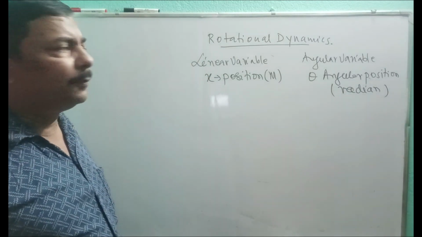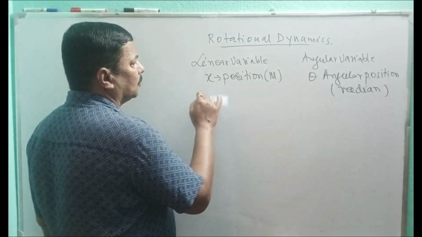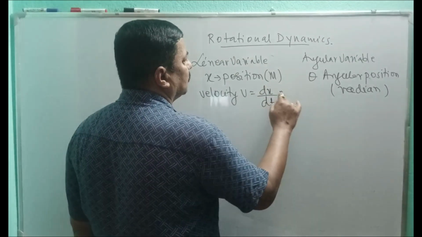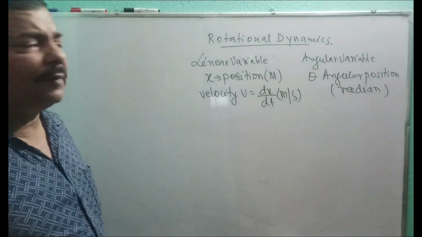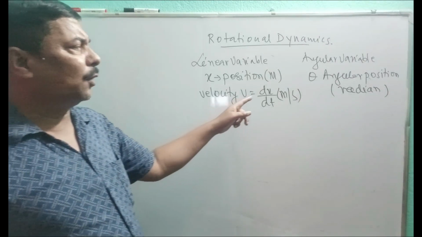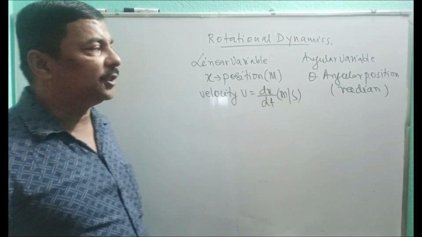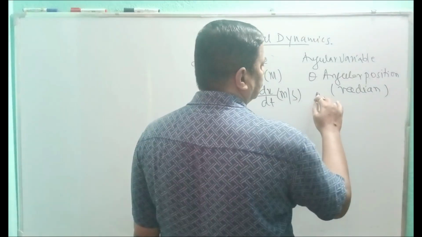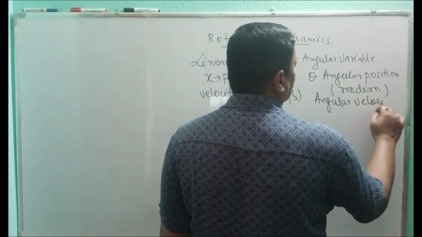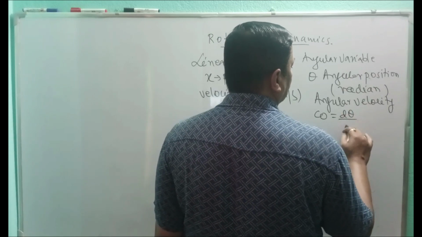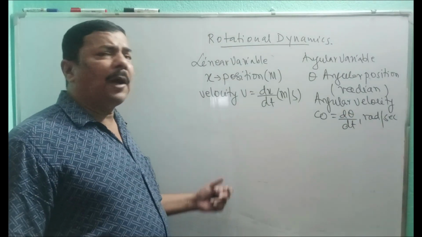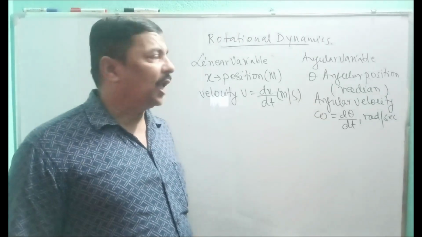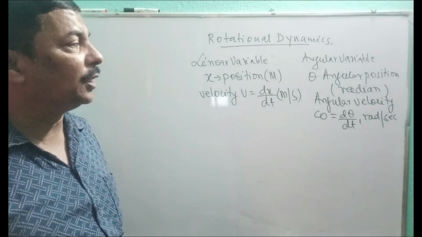If we talk about the second variable, velocity is v, that is the rate of change of displacement, position, with respect to time, unit is meter per second. The angular variable is the counterpart. The analogous quantity is the angular velocity, in terms of angle change per second, and that we know is called radian per second, that is the unit.